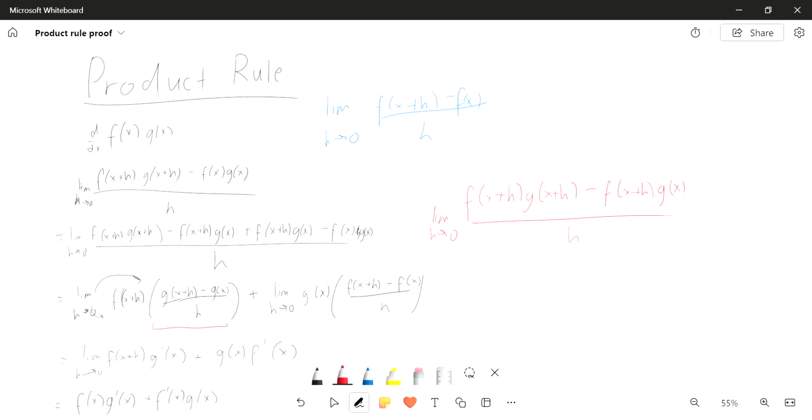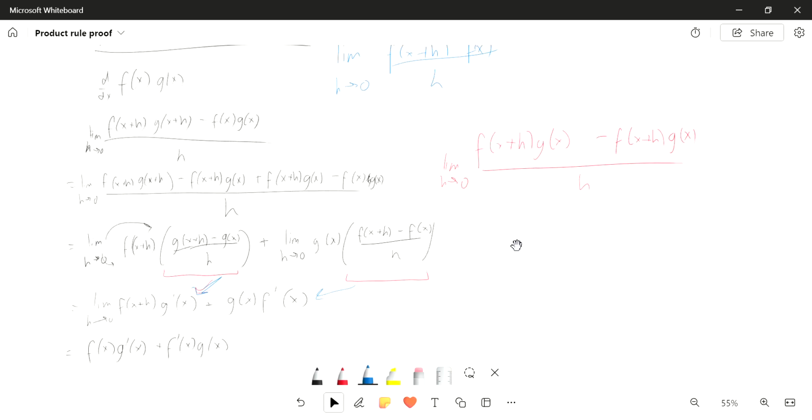And similarly, you can do the same thing with g of x. So in this other case over here, instead of g of x plus h, you have g of x. And if you were to take that as a common factor outside, you get this, which is just the limit definition. So this becomes g prime, and this becomes f prime. And I'll just use arrows to show what they become.